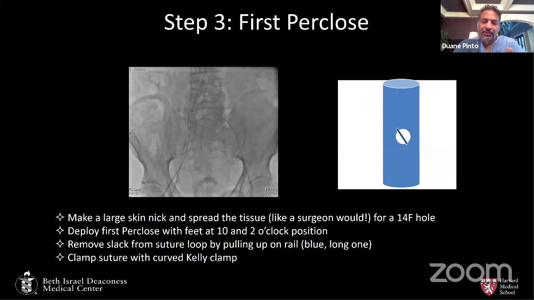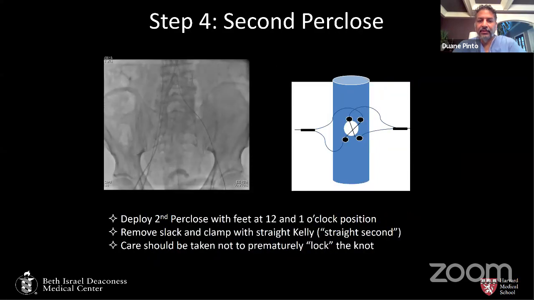Again, I use 12 and 1. Many people will say use the 10 and 2 o'clock. That's the first suture going in. And that's the second suture. And then I mark the first suture with a curved Kelly, and I mark the second suture with a straight hemostat, because I know that straight is the second. And that way I remember which one I need to tighten, which will be the first one first and the second one second. I don't actually know whether that makes any difference, but I haven't tried it the other way.